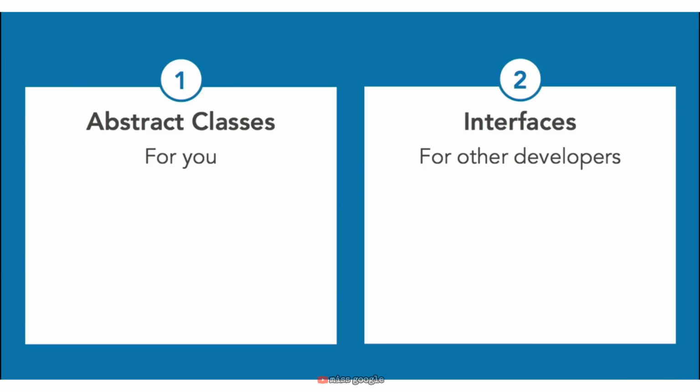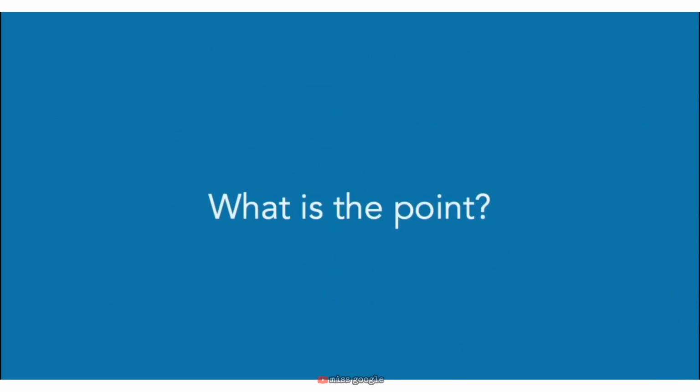Typically, you don't want to ship an abstract class, as you don't want to tie other people's implementation patterns to your choices. In short, abstract classes are for you and your internal team. Interfaces are for other people and other external teams. So what is the point of an abstract class? Why use them?